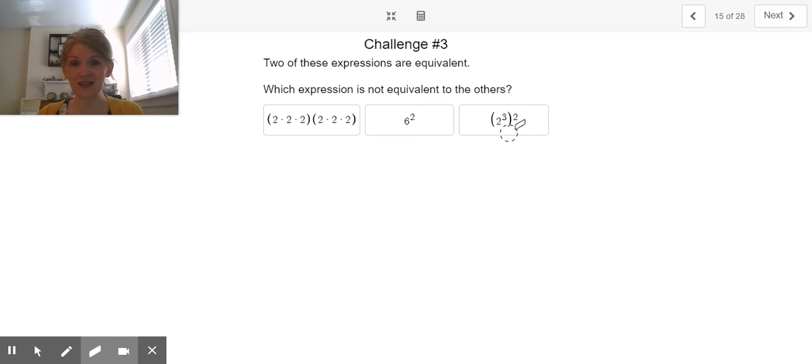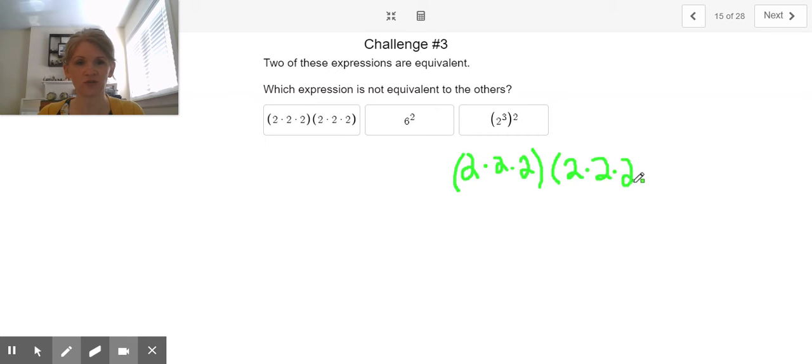Let me try expanding this one and see if the expanded form looks like this expanded form. All right, well, this means 3 2s. 2 times 2 times 2. But it says that I need to do that again. I need to do another 2 times 2 times 2. Hey, look, I expanded it out knowing what these mean, and it looks the same as this one here. I didn't even need to put those parentheses in there. I could have just had 6 2s all lined up.